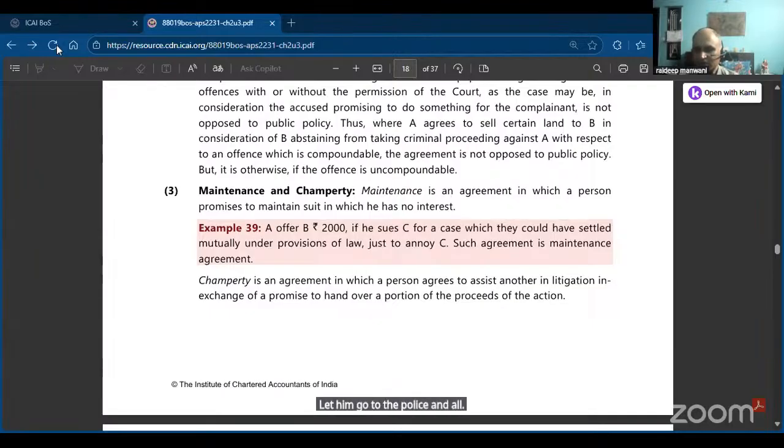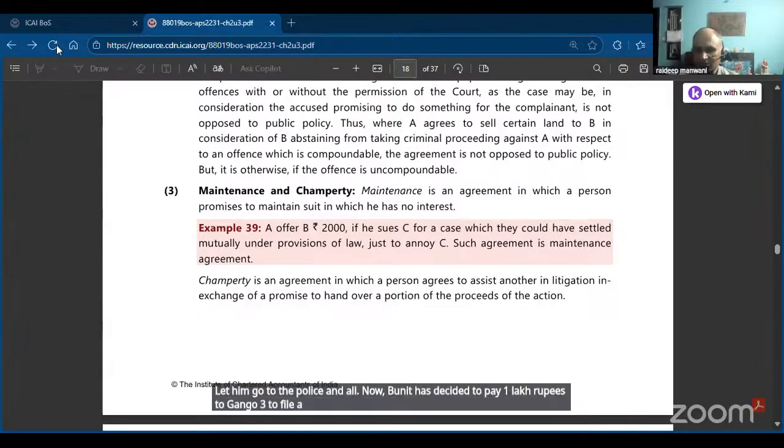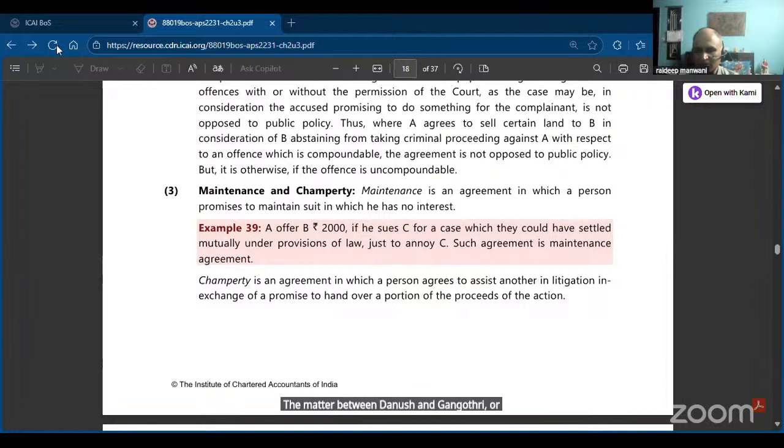Now, Puneet has decided to pay 1 lakh rupees to Gangotri to file a case against Dhanush. Is Puneet interested in the matter between Dhanush and Gangotri, or is he just doing it to harass Dhanush? He's just doing it to harass.